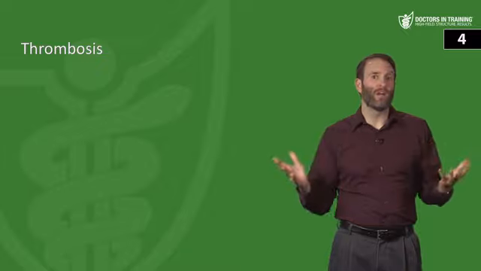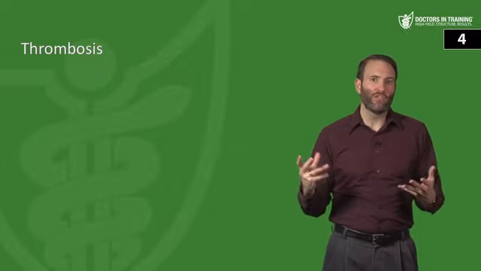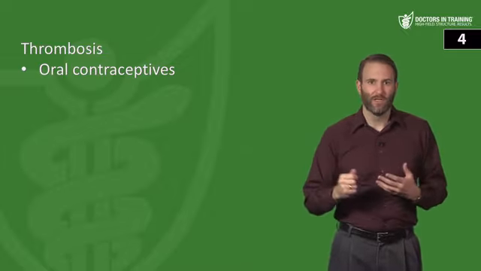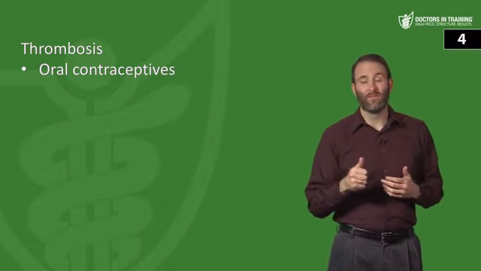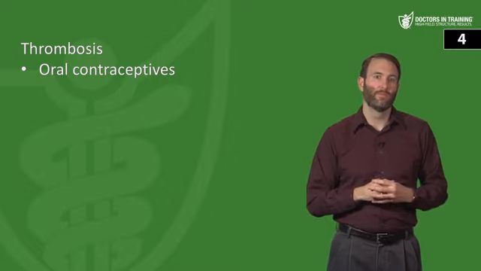Next, we have thrombotic complications. This might seem a little vague, but what I want you to think of is oral contraceptive pills, especially if you have a patient who's a smoker and over the age of 35. They end up with a clot, think of OCPs.